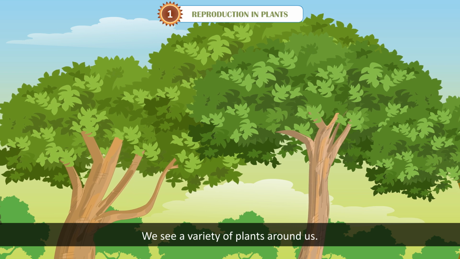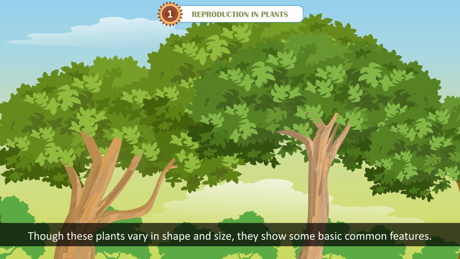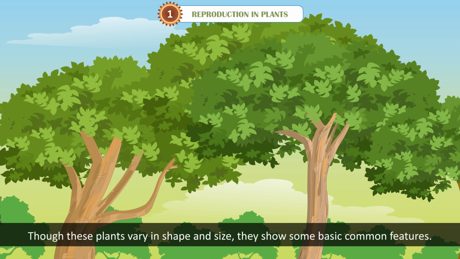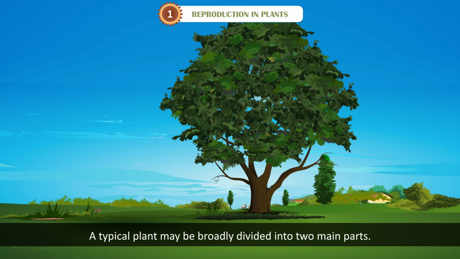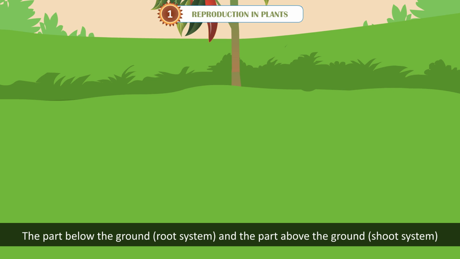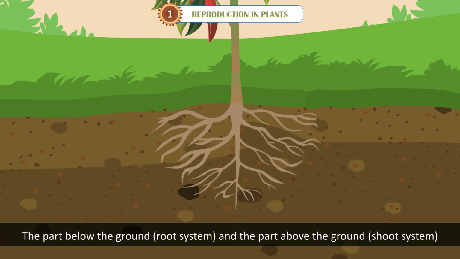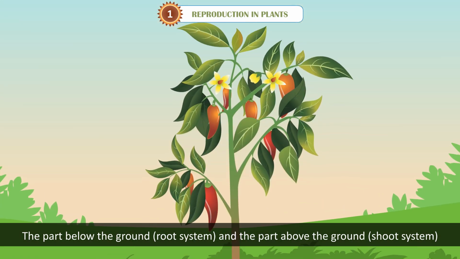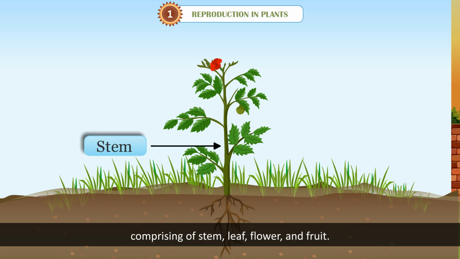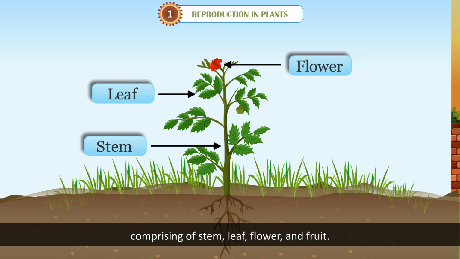The structure of a plant. We see a variety of plants around us. Though these plants vary in shape and size, they show some basic common features. A typical plant may be broadly divided into two main parts: the part below the ground, root system, and the part above the ground, shoot system, comprising of stem, leaf, flower, and fruit.